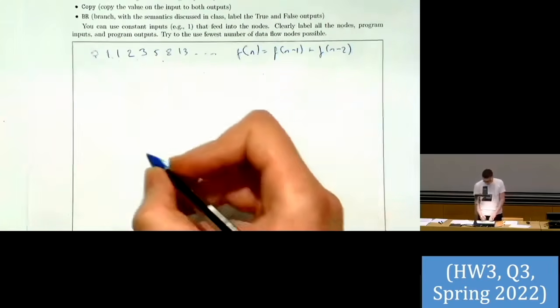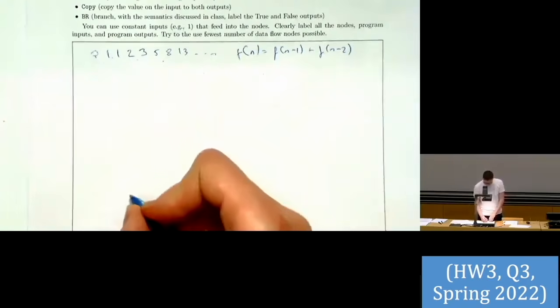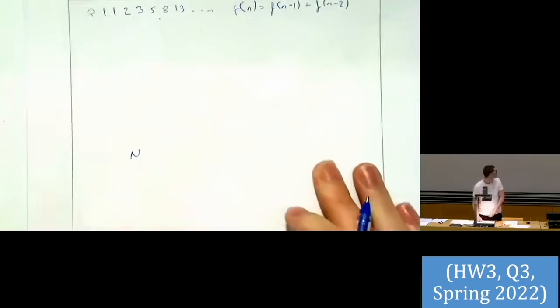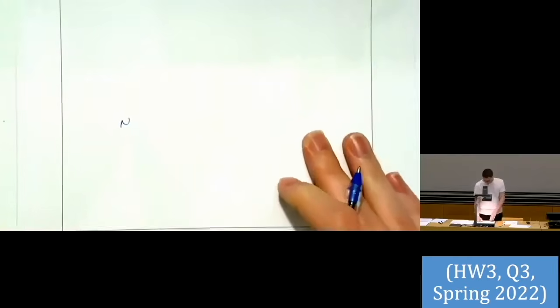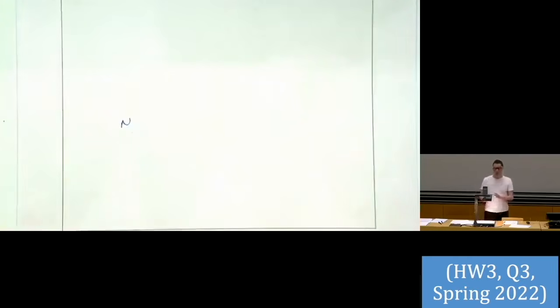Okay, so let's start with some input n. So I'll write it here. Okay. So we have n. So we'll assume that this is 0, right? But it could be anything. So let's assume this is 0.